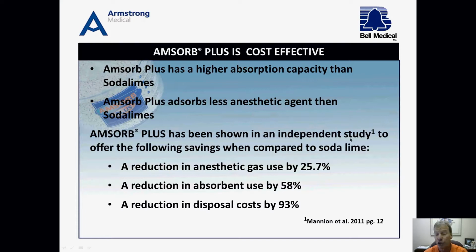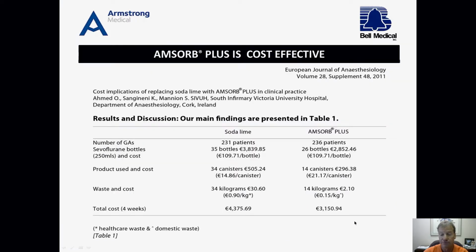Amsorb Plus has been shown in an independent study to offer the following savings when compared to soda lime. Reduction in anesthetic gas use, so anesthetic agents, by 26%, a reduction in absorbent use by 58%. In other words, they used our absorbent to its completion once it caused inspired CO2, and a reduction in disposable costs of 93% when you compare red bagging versus, and that was a study done in 2011.